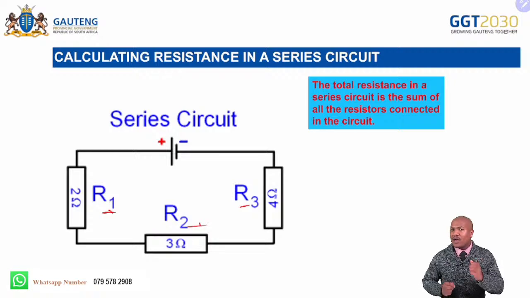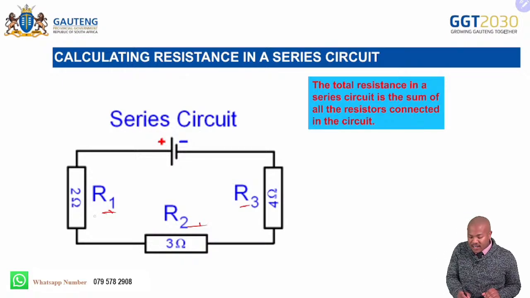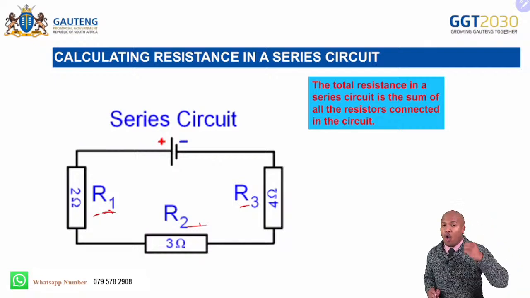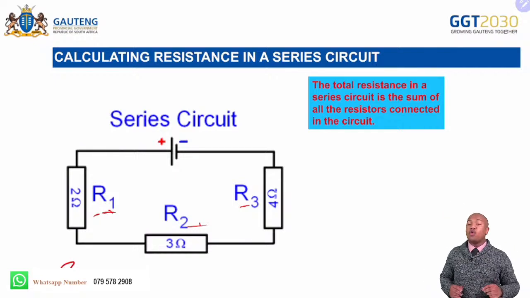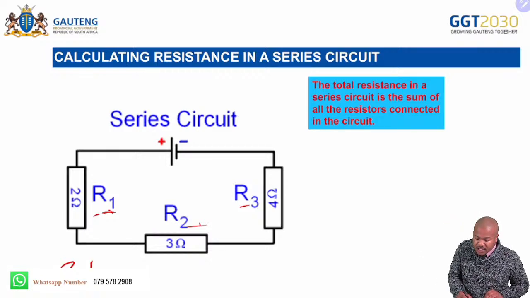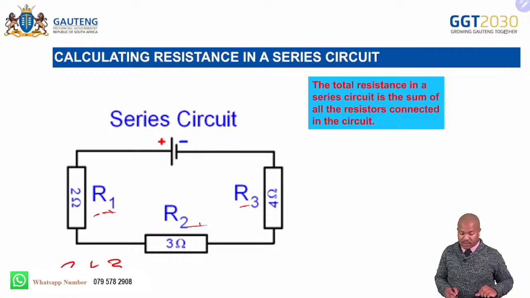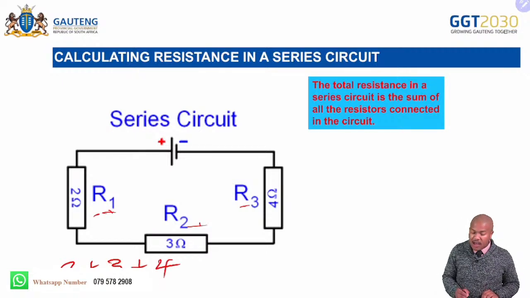So now, should I help you? Remember, I said that the total resistance in a circuit is the sum of the individual resistors in that series circuit. Now, if you look at resistor 1, it has 2 ohms. Are we together? Resistor 2 has 3 ohms, so we're going to say plus 3. Then resistor 3 has 4 ohms, so we're going to say plus 4.